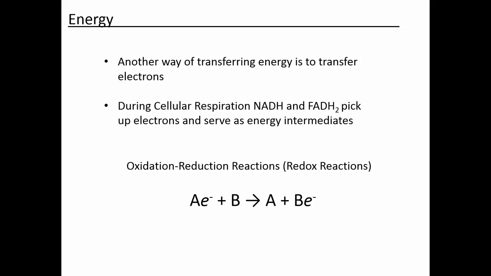And you're going to get the transfer of electrons through what are called oxidation reduction reactions. An oxidation reduction reaction is a chemical reaction in which there's a complete or partial transfer of electrons from one reactant to the other. Okay, so in an oxidation reduction reaction, there's a complete or partial transfer of electrons from one reactant to the other.